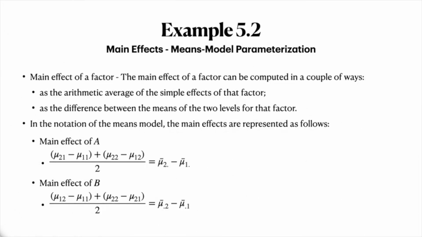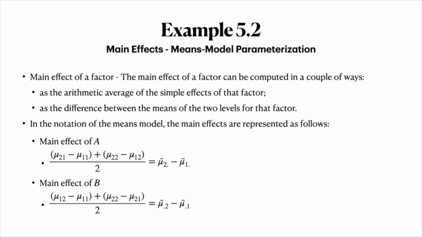All right, next let's calculate the main effects for A and for B. And so recall that the main effect of a factor can be defined and calculated in two different ways. First, we can define and calculate the main effect of a factor as the arithmetic average of the simple effects of that factor. We can also define and calculate the main effect of a factor as the difference between the means of the two levels for that factor.